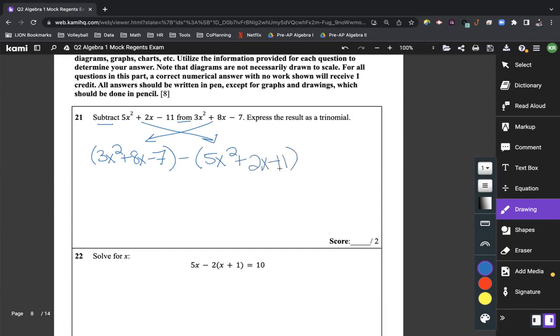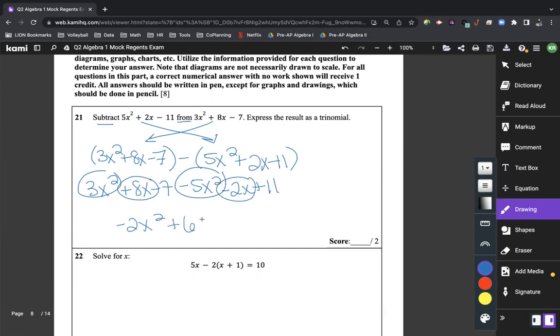Now, remember that you need to distribute your negative. So this one's going to come down as is, and it's going to be minus 5x squared minus 2x plus 11. And then we're going to go ahead and combine like terms. 3x squared minus 5x squared is negative 2x squared. 8x minus 2x is positive 6x. And then negative 7 plus 11, that's 4.